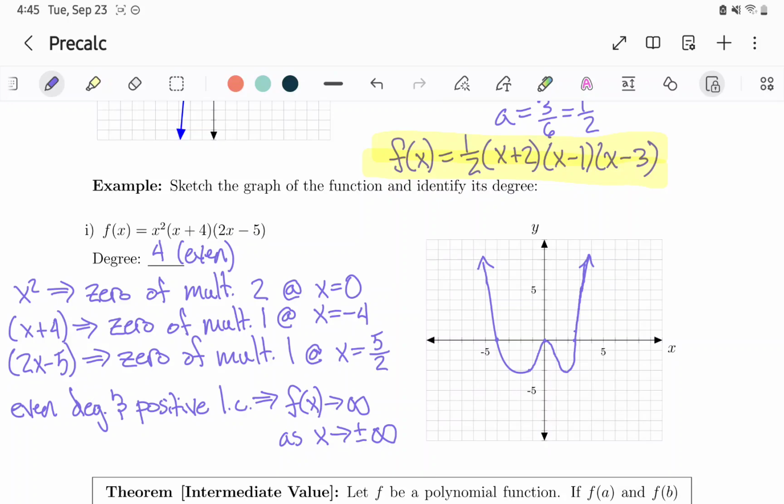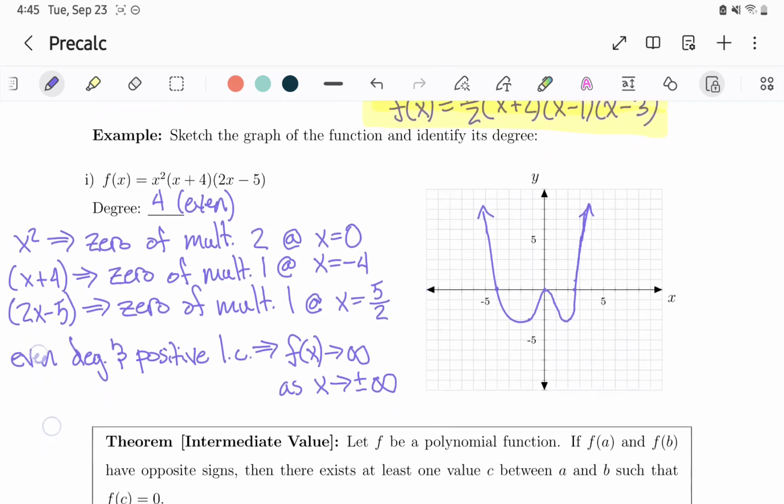And yeah, so the y-intercept here, by the way, since we have an x-intercept at the origin, that's also going to be our y-intercept, so we don't have to worry about plotting that point in this particular case. So that's our graph.